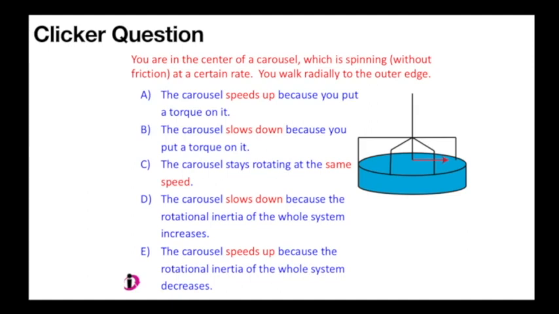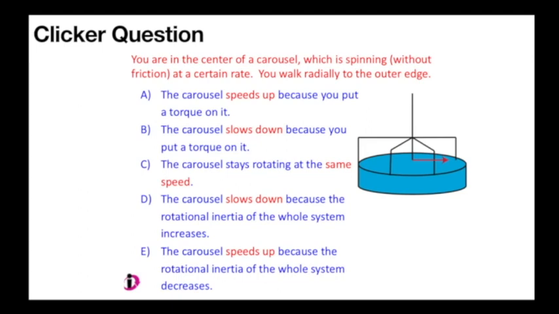The first answer that came up, the great majority of answers, was D, which is the carousel slows down because the rotational inertia of the whole system increases, which is true, and that's kind of the point of this demonstration. As I move the mass further away, the R increases, so the moment of inertia increases, and since angular momentum is conserved, the speed must go down.